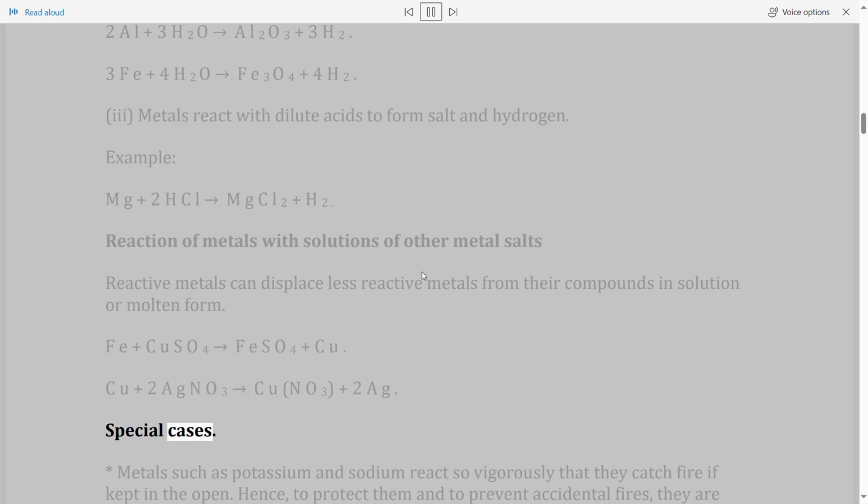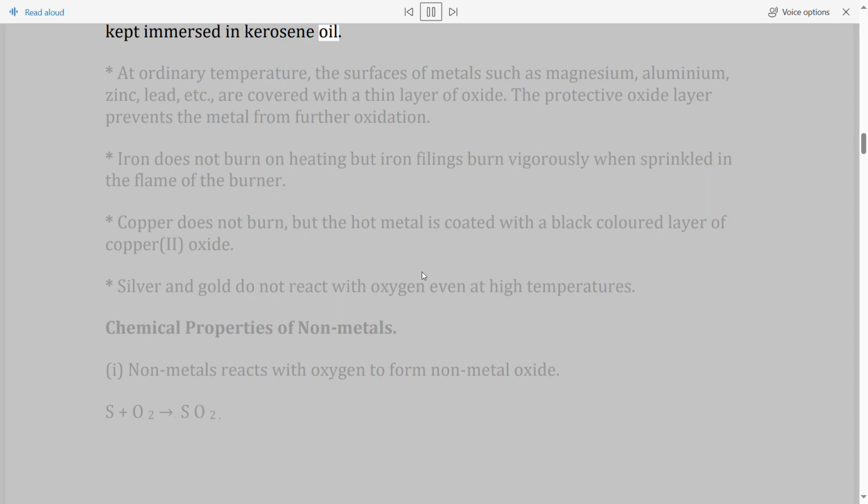Special cases. Metals such as potassium and sodium react so vigorously that they catch fire if kept in the open. Hence, to protect them and to prevent accidental fires, they are kept immersed in kerosene oil. At ordinary temperature, the surfaces of metals such as magnesium, aluminium, zinc, lead, etc. are covered with a thin layer of oxide. The protective oxide layer prevents the metal from further oxidation.